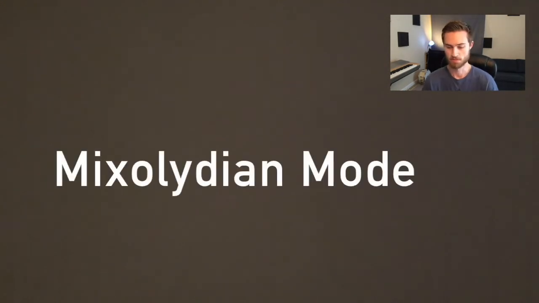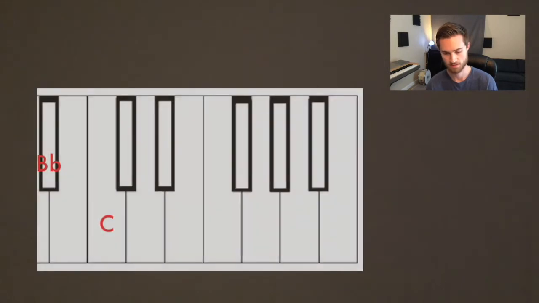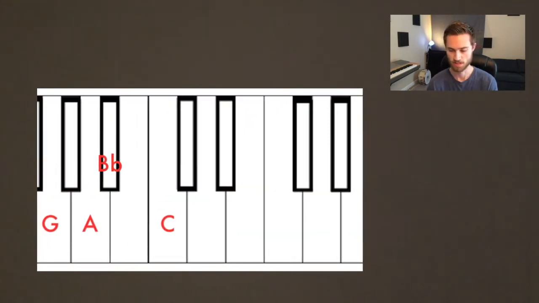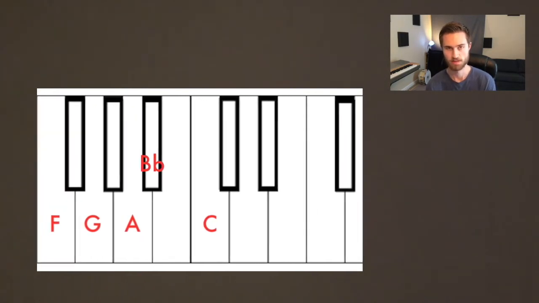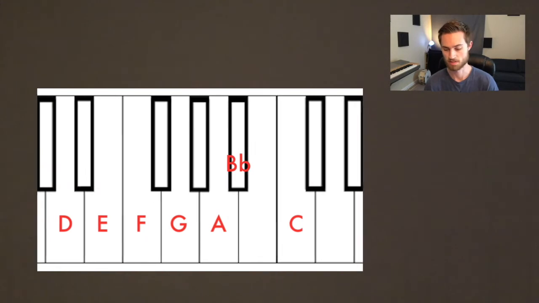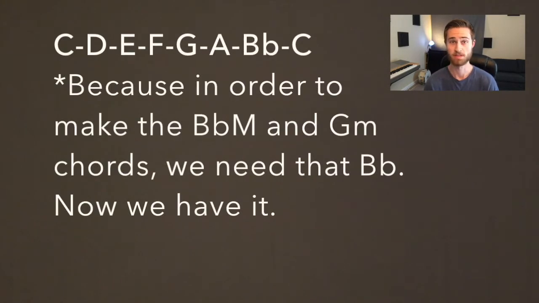Mixolydian mode is a mode where we are altering a scale degree of our major scale, in this case, the 7th scale degree. In Mixolydian, the 7th scale degree is lowered to a flat 7. This means that all the notes of the C major scale, for instance, are still the same, except that our B is now a B flat. This is exactly what we need for this particular progression. This mode gives us C, D, E, F, G, A, B flat, C, and allows perfectly for the G minor chord and the B flat major chord.